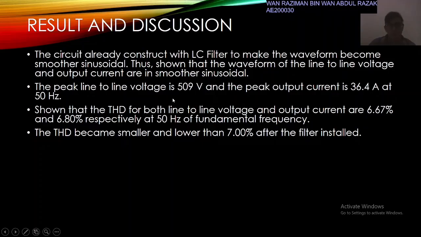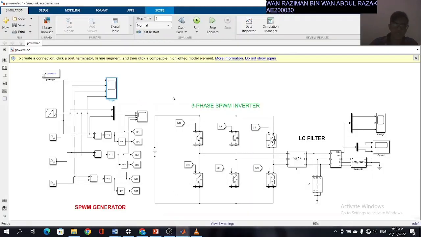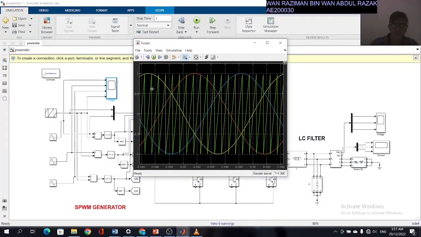Assalamualaikum, I am Wan Raziman, matric number AE20030. I will explain about the result and discussion. This is our three-phase SPWM inverter circuit that converts the DC to the AC. The waveform for the first scope shows the carrier wave, the sawtooth wave, and the sine wave, which is the reference wave for the VA, VB, and VC.